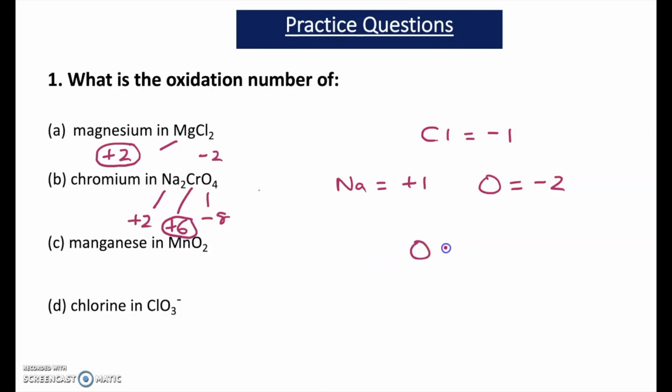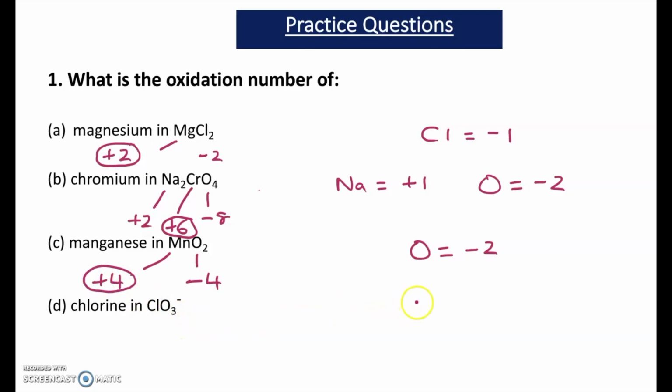Now for C, we have manganese in MnO2. Now oxygen has an oxidation number of -2. There are 2 of them, so that adds up to -4. So the manganese must be +4 in order for the sum of the oxidation numbers to be equal to 0.